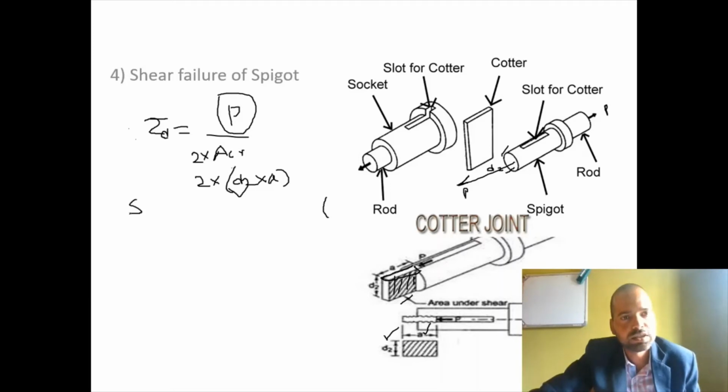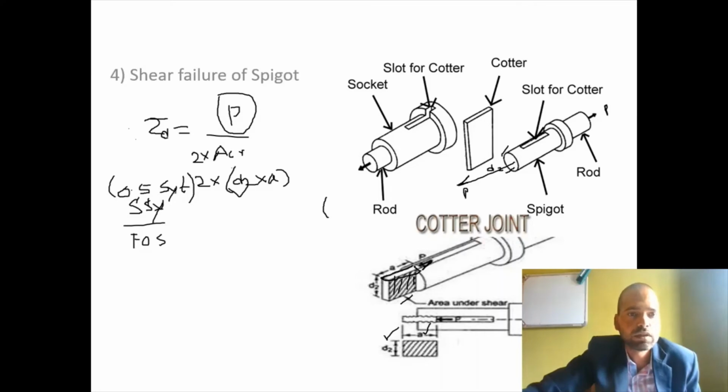Now shear stress is equal to SSY upon factor of safety. Now SSY, what does it mean? That is the yield strength in shear for the material of the spigot. If steel is the material, SSY is most of the time taken as 0.5 times SYT. So all the stresses SYC, SSY are found out in terms of SYT, because SYT is the yield strength in tension for the available material.